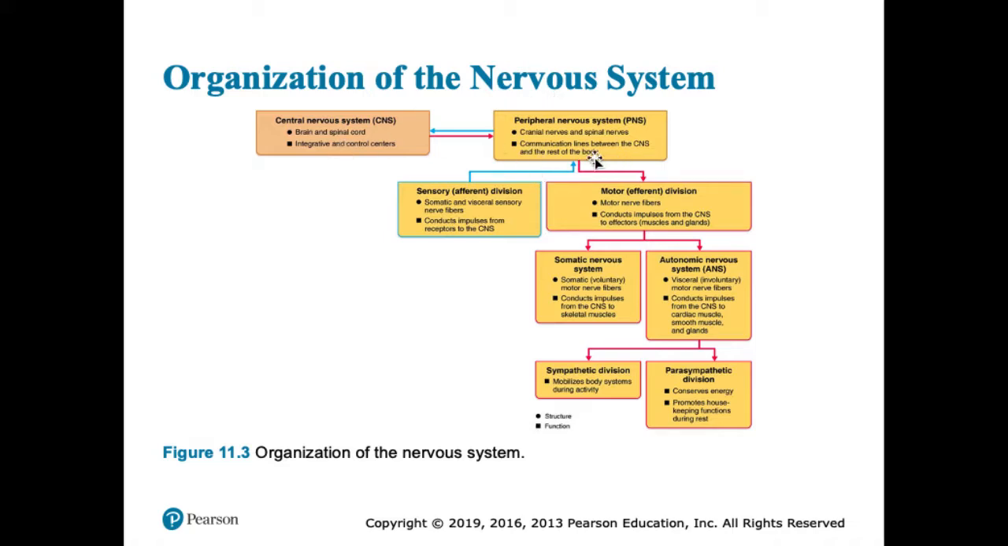The peripheral nervous system will also act on the motor, or efferent, division, which then will activate or cause a reaction in the somatic nervous system and autonomic nervous system. In the autonomic nervous system, of course, that can trigger the sympathetic division and the parasympathetic division. So you can see this organizational chart and how it works within the entire body system.